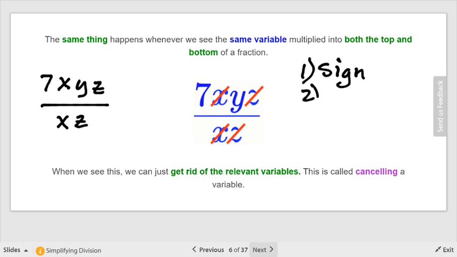Then the next thing I'm going to do is see if I can divide the which parts? The coefficients. Well, my coefficient here is a 7, and there's not one in the bottom, which indicates that it's a 1. And 7 divided by 1 is just plain old what? 7. Right? Be careful when you're dividing. Just divide. 7 divided by 1. Now I can start work on the variables.